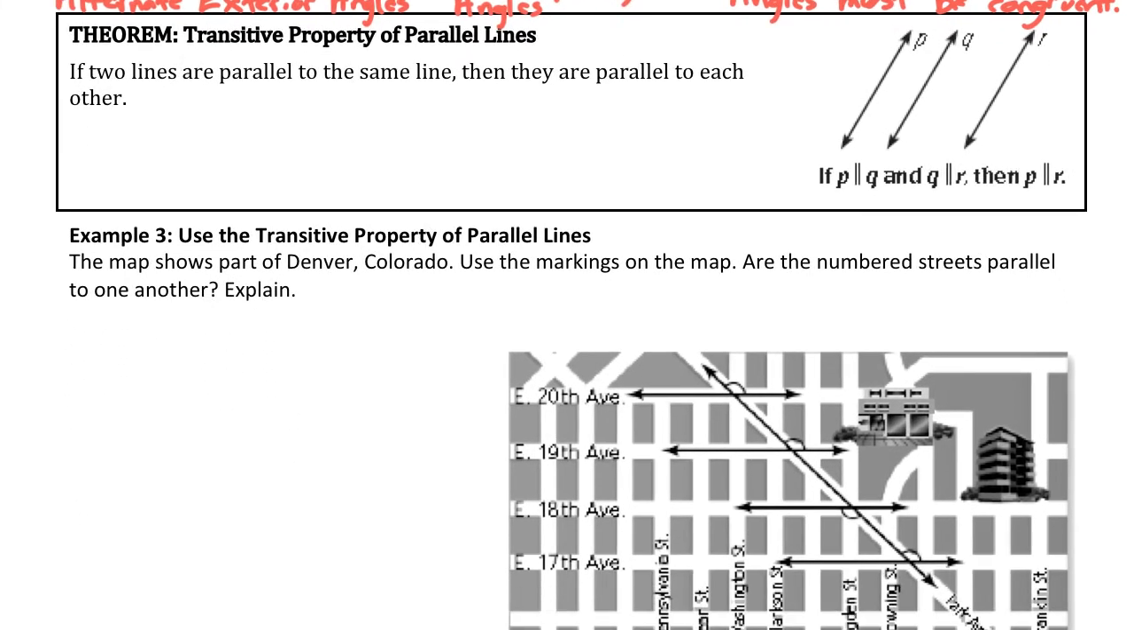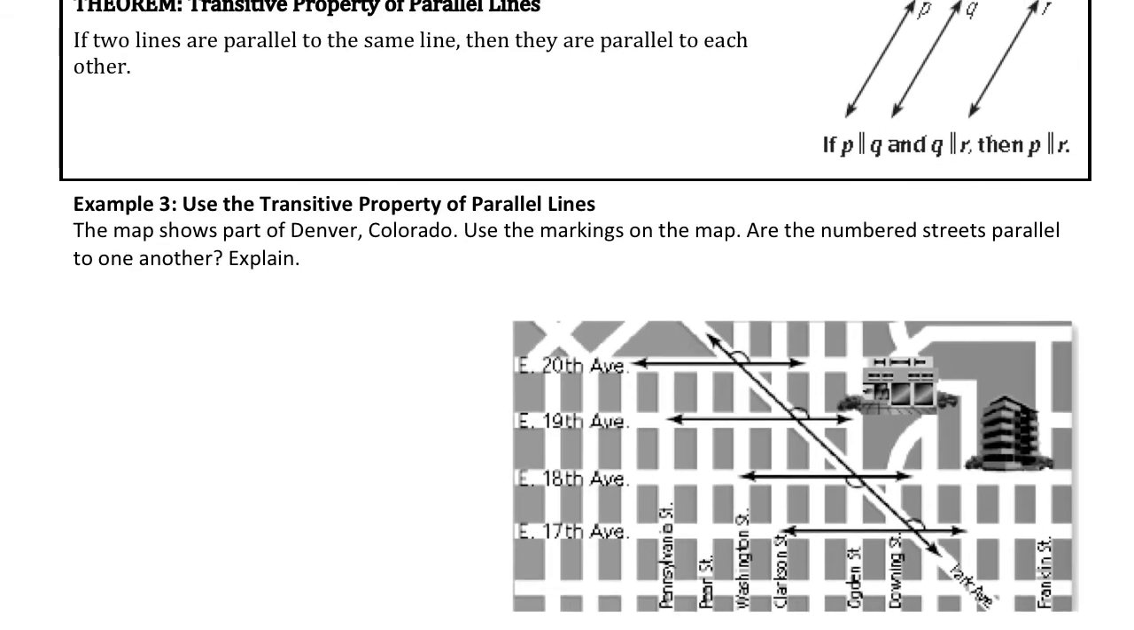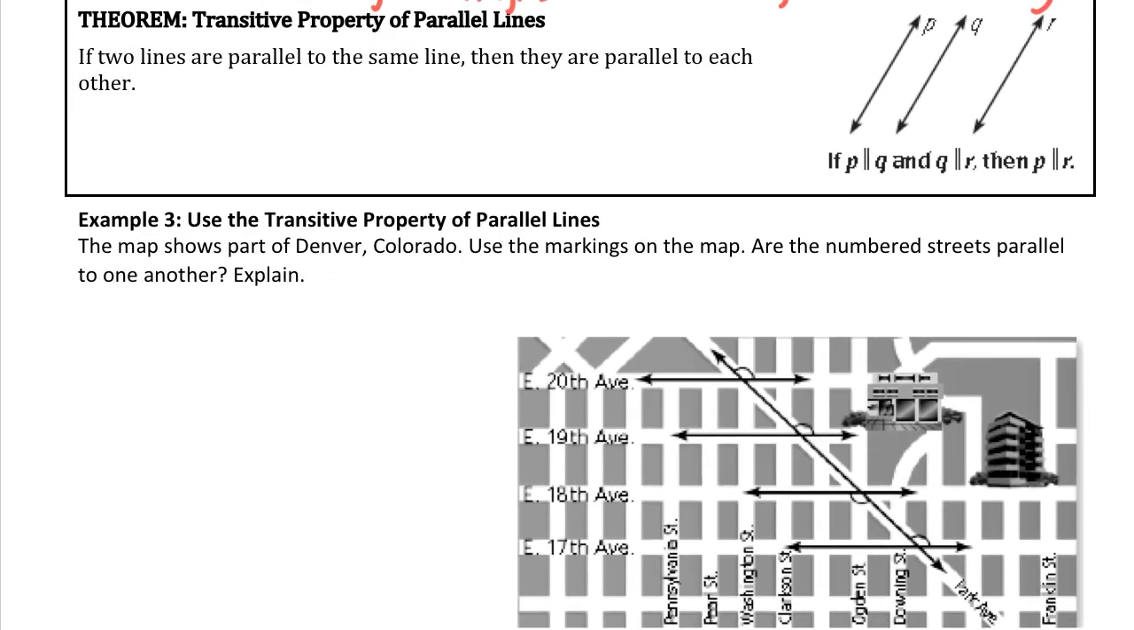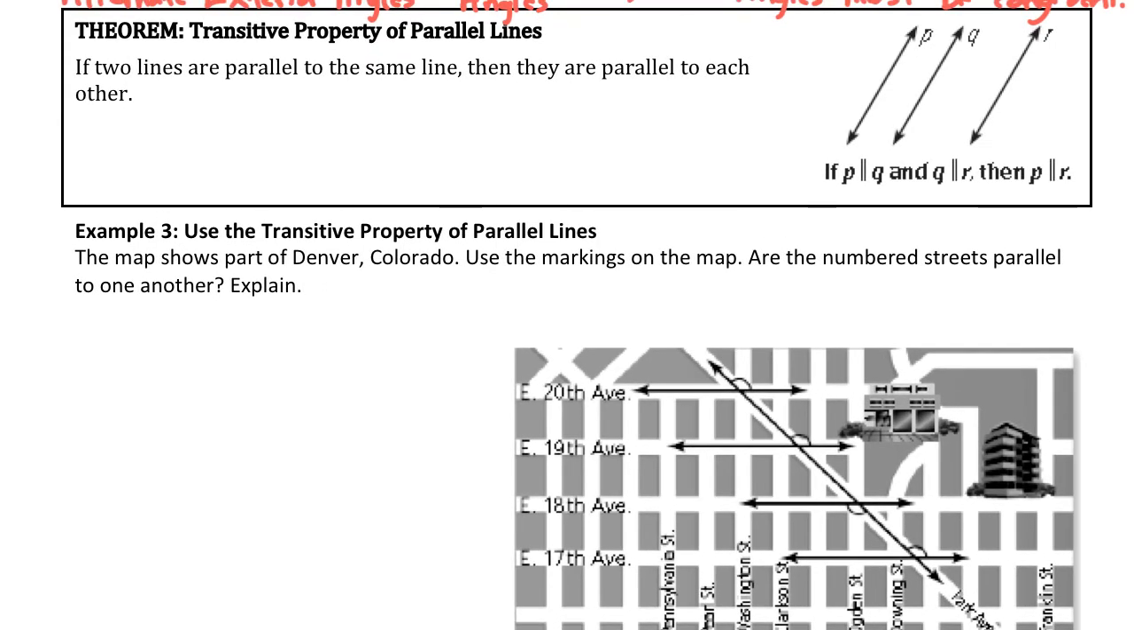So moving ahead to our last example. This talks about the transitive property of parallel lines. And basically what it says, if two lines are parallel to the same line, then they're parallel to each other. So if we look at this, if I say that P is parallel to Q and Q is parallel to R, that means that P is parallel to R. So if two lines are parallel to the same line, they're all parallel to each other.